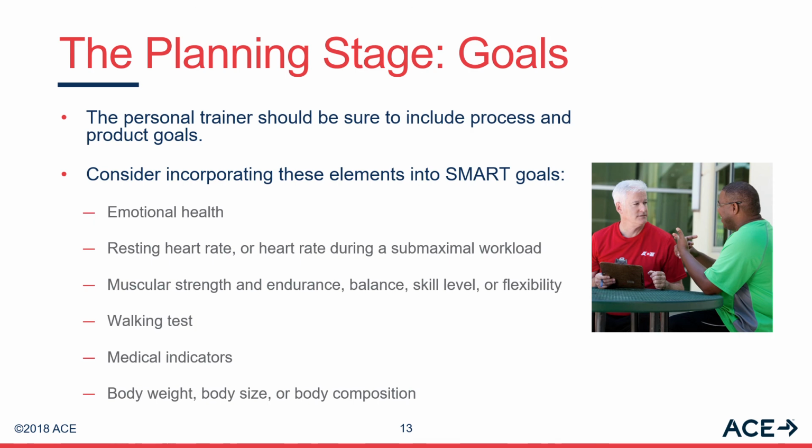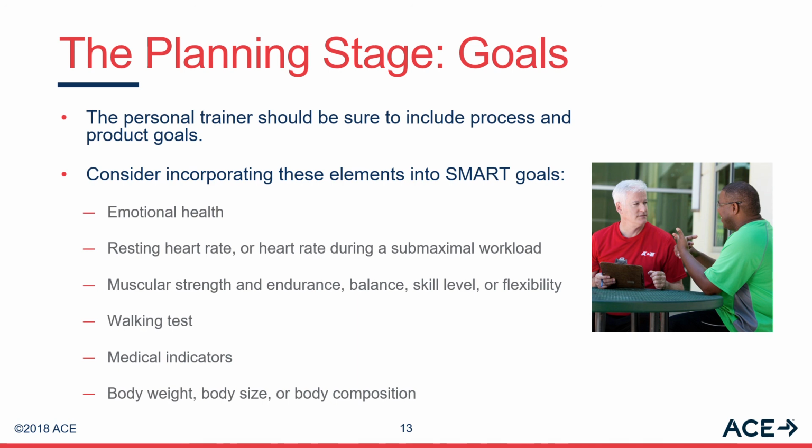All right, the planning stage goals. The personal trainer should be sure to include process and product goals, considering the following. So when you're talking about SMART goals, their emotional health, a training zone, you want to talk to them about a training zone, right? Their resting heart rate. We can calculate their training zone from that, but if we're doing a program with them and their resting heart rate goes down, that's one of the adaptations about exercise, especially cardio. That's proof that their heart is stronger, more efficient, healthier, right?